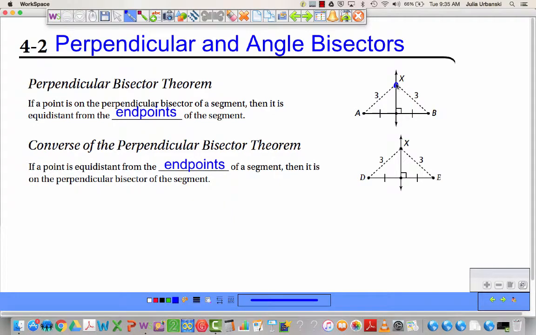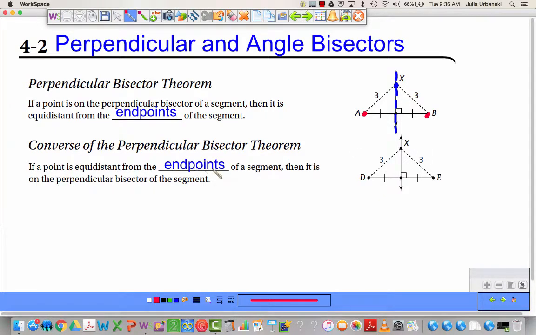It's a bisector because this half is equal to this half. Point X lies right on that perpendicular bisector. So if a point is on the perpendicular bisector of a segment, then it is equidistant, that means same distance, from the endpoints of the segment. So the endpoints of the segment are right here and right here. Segment AB has a perpendicular bisector, and the point X is the same distance from A as it is to B.